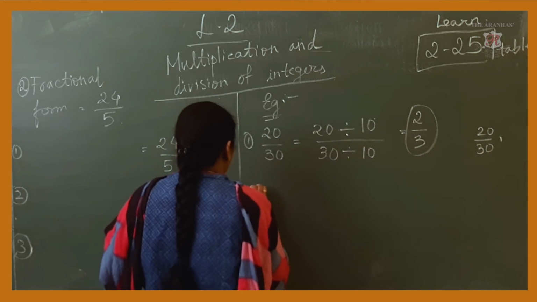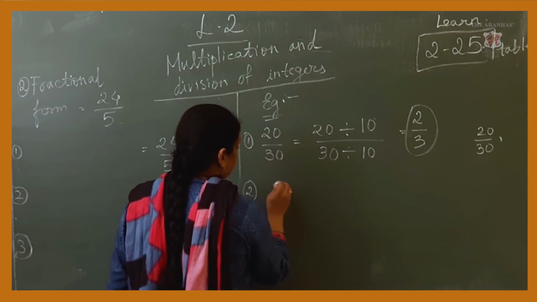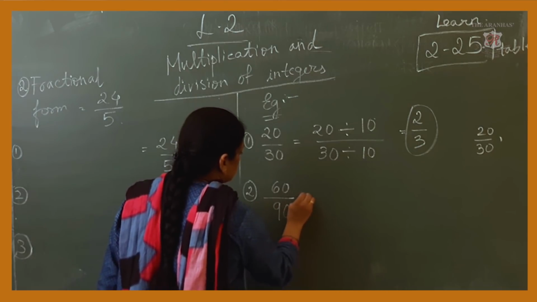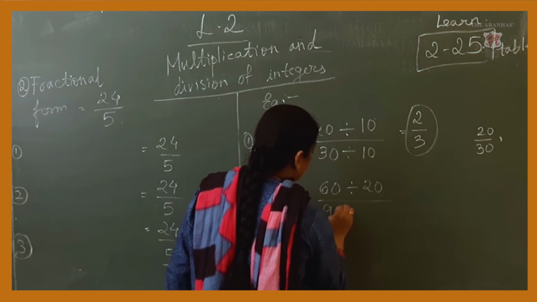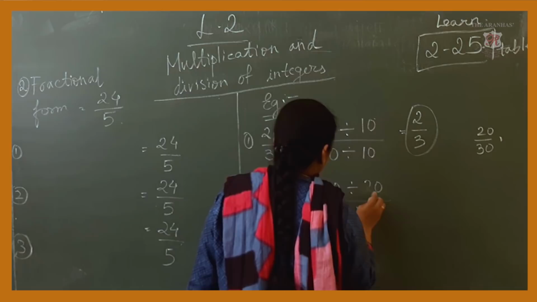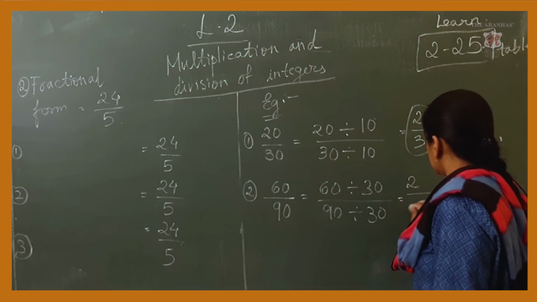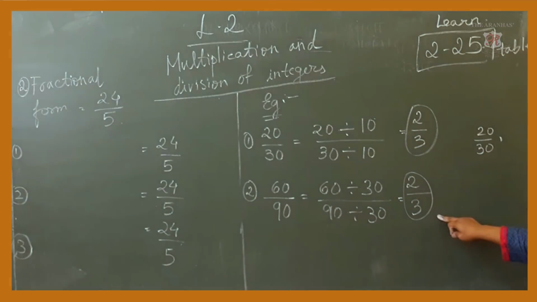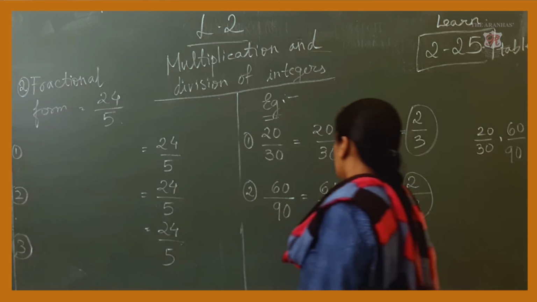Now let me find one more where I get 2 upon 3. Suppose I take 60 upon 90. If I divide 60 by 30 and 90 by 30, I get 30 twos are 60, 30 threes are 90. Again, I was asked to get a number where I get the answer 2 upon 3. So my second number is 60 upon 90, since after dividing I get the answer 2 upon 3.